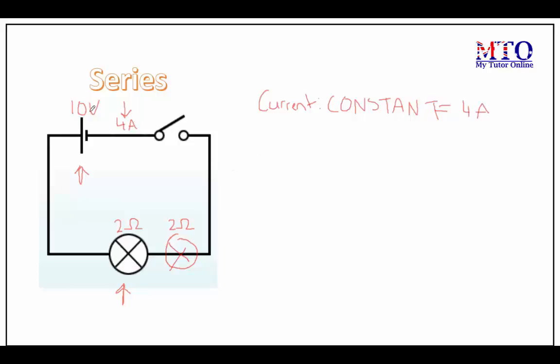Now let's take a look at the voltage. The overall voltage of this circuit is 10 volts, as it's indicated here. However, if this was not indicated, you would simply use the formula R is equal to V over I, replacing I with your total current and R with the total resistance. This leads us to how to find the total resistance of this circuit.